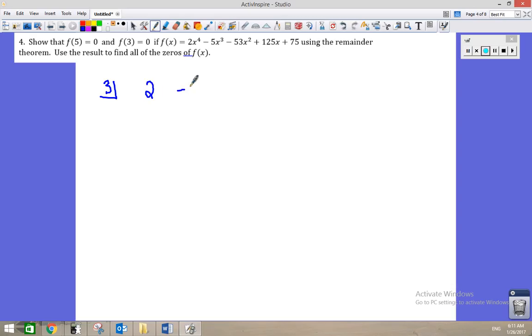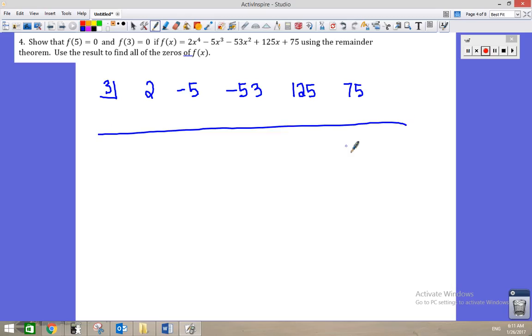So I've got 2, -5, -53, 125, 75. So I'm expecting a 0 here if everything here is stated correctly and if I do everything here correctly.